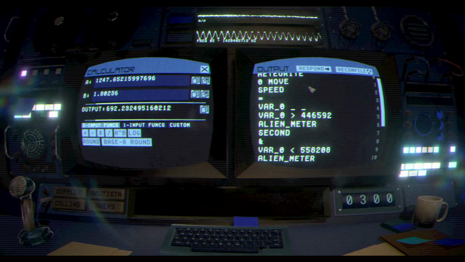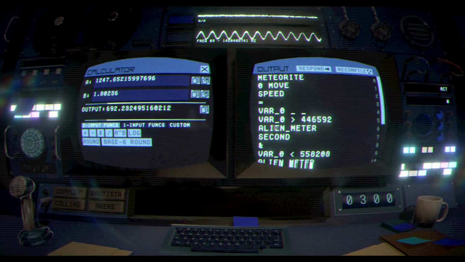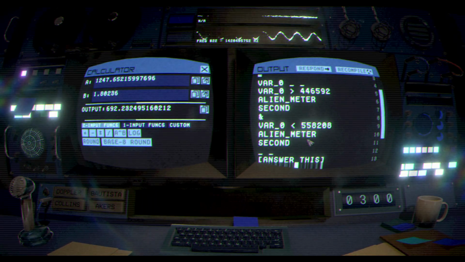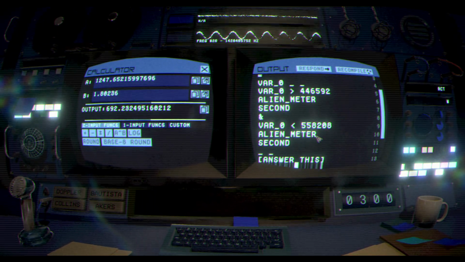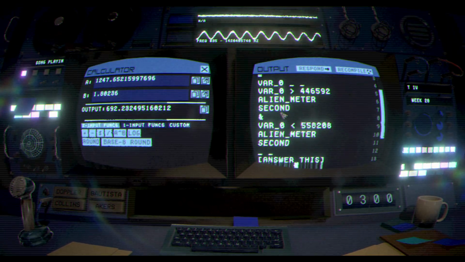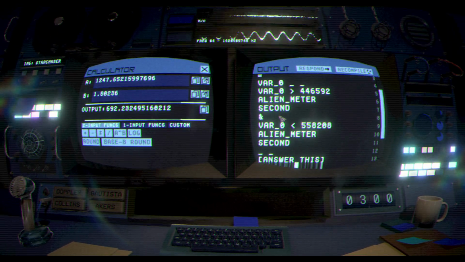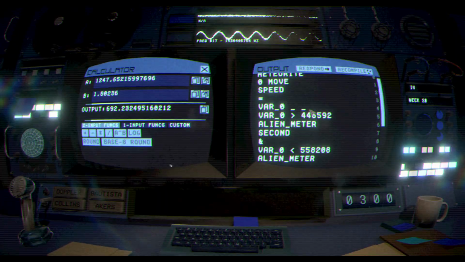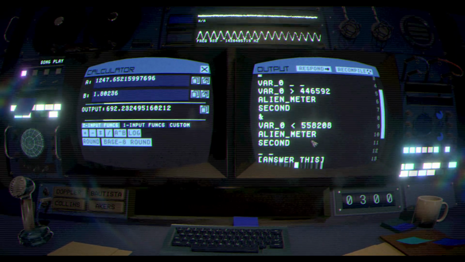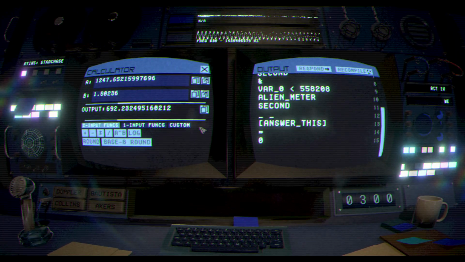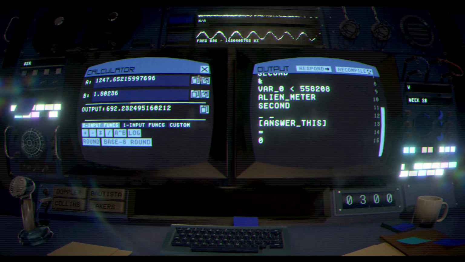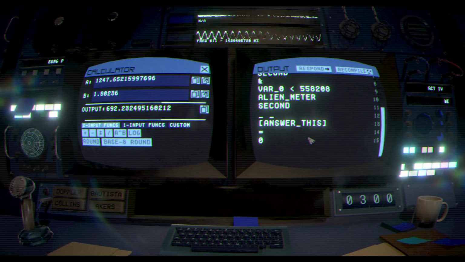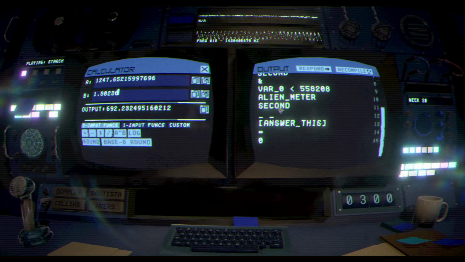Okay, so the meteorite moves at a speed equal to var0. var0 is greater than 446,000 alien meters per second and lower than 558,000 alien meters per second. So because the alien meter is roughly twice as long as the human meter, that means it's going between like 900,000 and 1.1 million meters per second, which puts you in the range of about 0.5% of the speed of light. It's pretty dang fast.